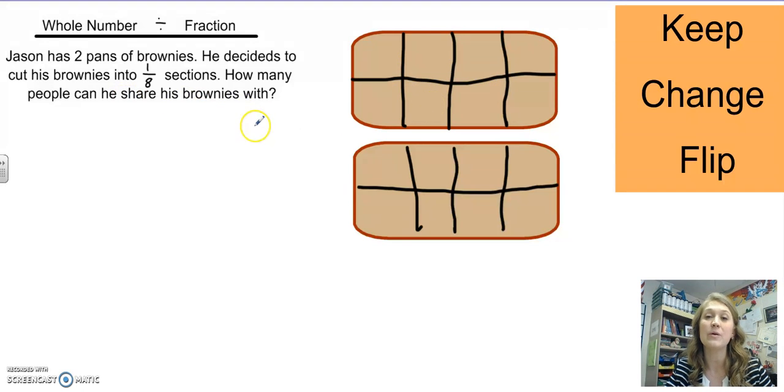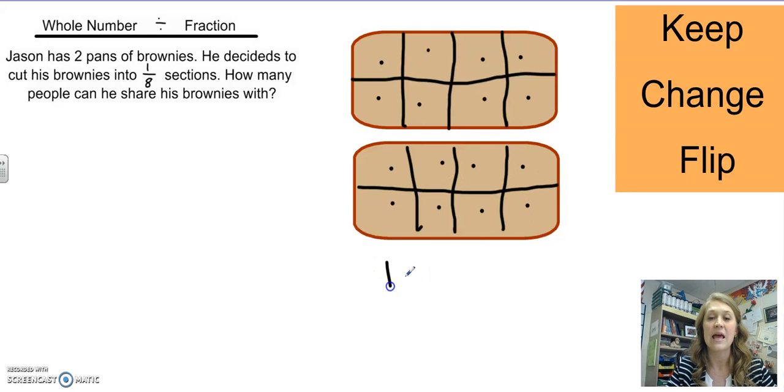we want to figure out how many people he can share his brownies with. So he can give every person 1 brownie slice. So all we do is count the pieces. 1, 2, 3, 4, 5, 6, 7, 8, 9, 10, 11, 12, 13, 14, 15, 16. And we see that he has 16 pieces.